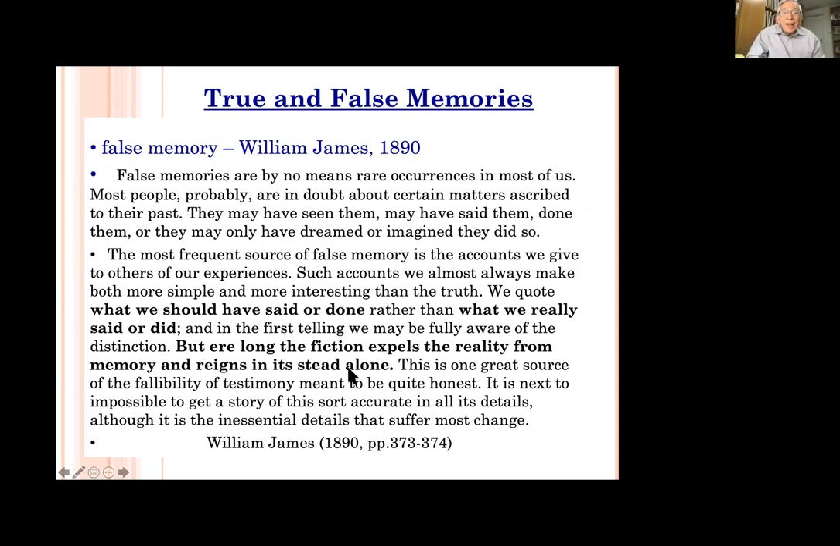William James had said this already in 1890. False memories are by no means rare occurrences. People have them, no doubt. And then he said, what is the source of false memory is often the accounts we give to others of our experiences. We almost always make them more simple and more interesting than the truth. We quote what we should have said and done rather than what we really did or said. And then after a while, the fiction expels the reality from memory and reigns in its stead alone. So we have these false memories, we all do, and partially it comes from our telling stories of what we've done in our lives.